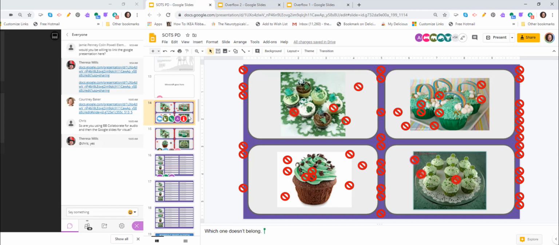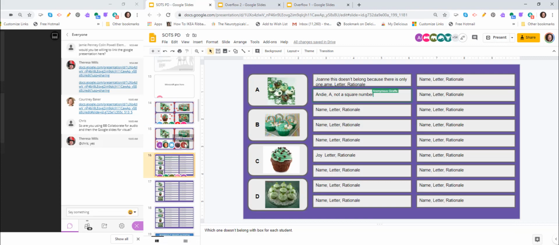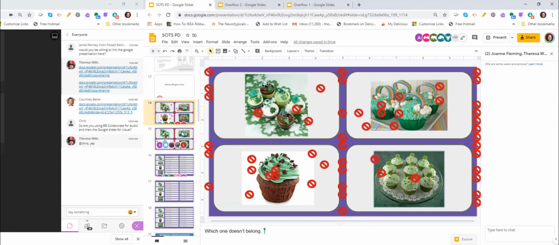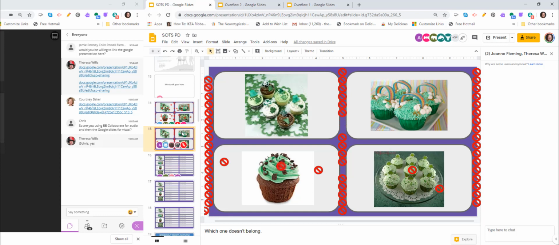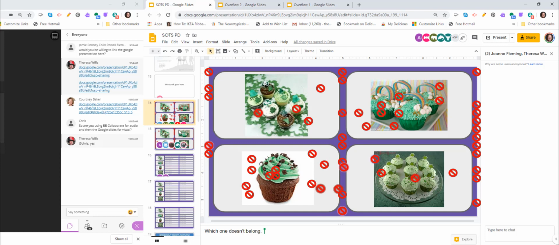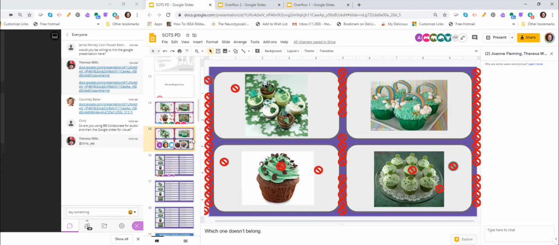All right, if you'd stay on slide 14 and 15 for a few more minutes, try and find a different one that doesn't belong. Come on back up to slide 14 and 15. Try and find another one that doesn't belong. And finally, push yourself even further. Find a third one and think about the rule of why it doesn't belong.